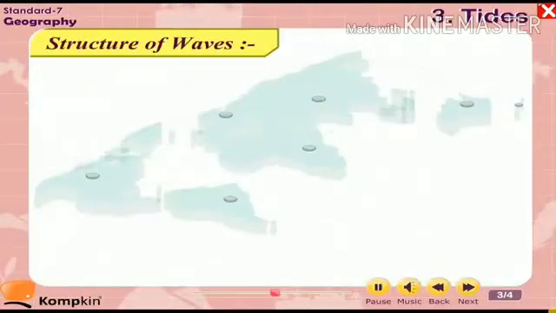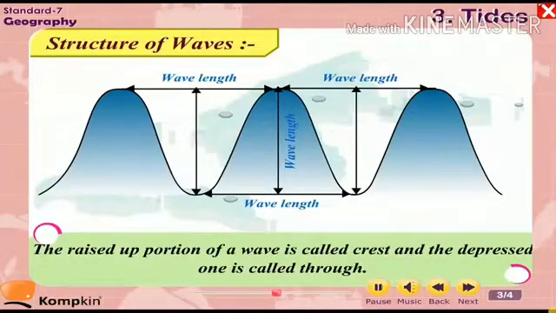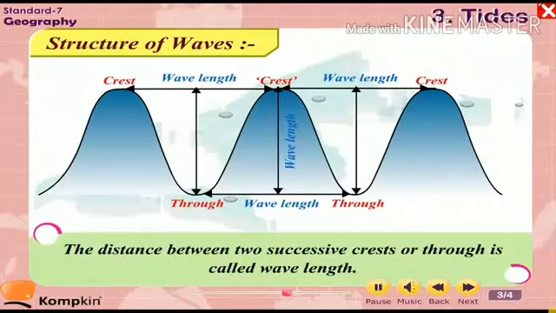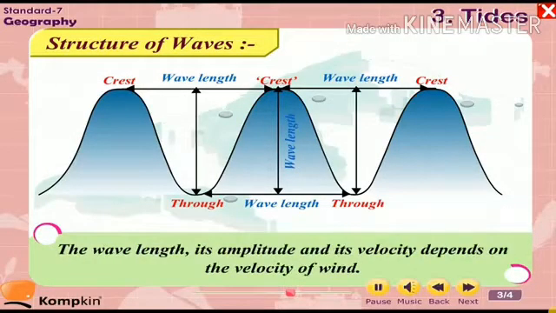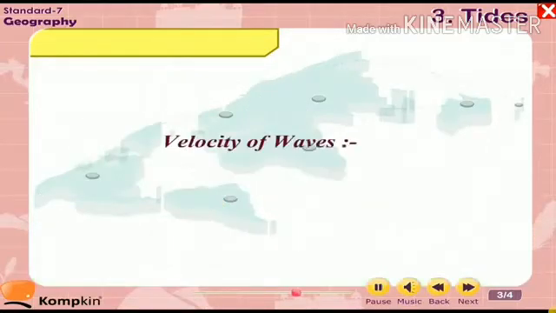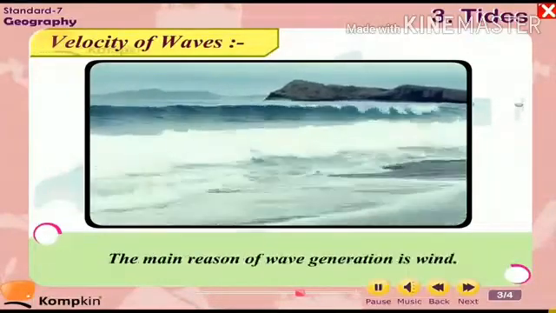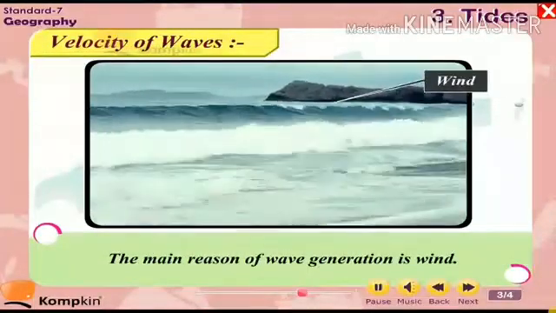Structure of waves. The raised up portion of a wave is called crest and the depressed one is called trough. The vertical distance between a crest and the following trough is called the amplitude of the wave. The distance between two successive crests or troughs is called wavelength. The wavelength, its amplitude and its velocity depend on the velocity of wind. Velocity of waves. The water in the wave does not move. What moves is energy. The main reason of wave generation is wind.